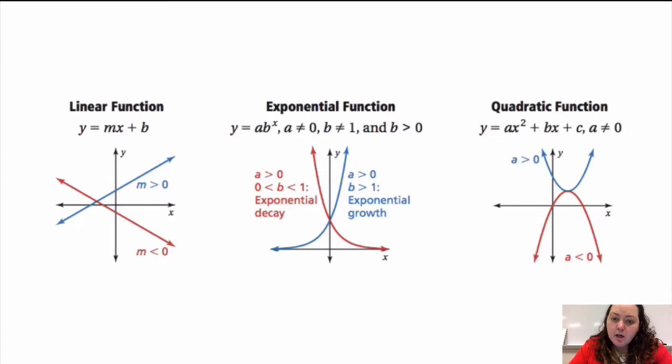And then a quadratic makes the shape called a parabola, which is that U-shaped curve, okay? And the equation is y equals a x to the second power plus bx plus c, where a is not allowed to equal 0. If a is greater than 0, it's going to be a positive parabola. It's going to look like a happy face. And if a is less than 0, it's going to look like a frowny face. It's going to be a negative parabola.